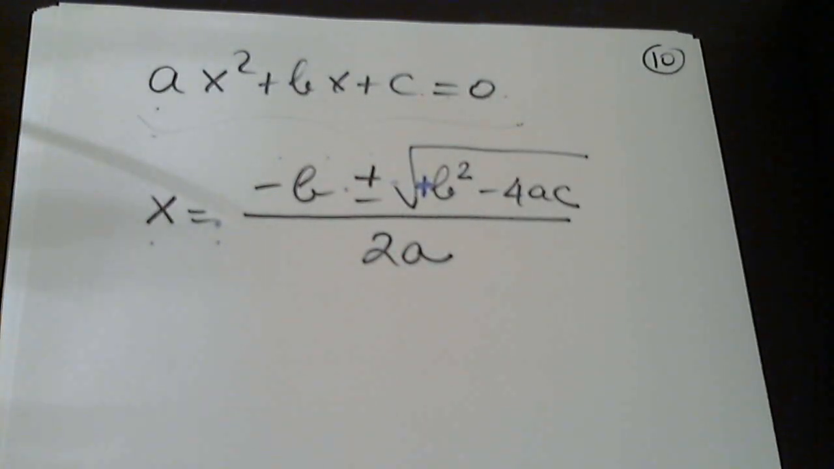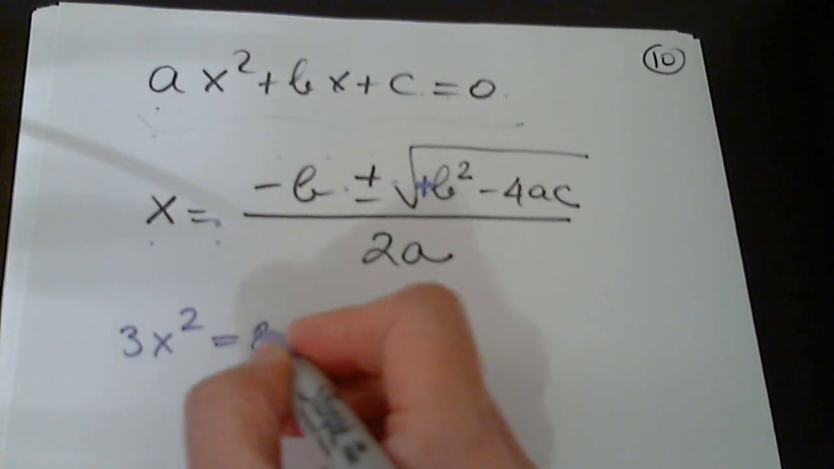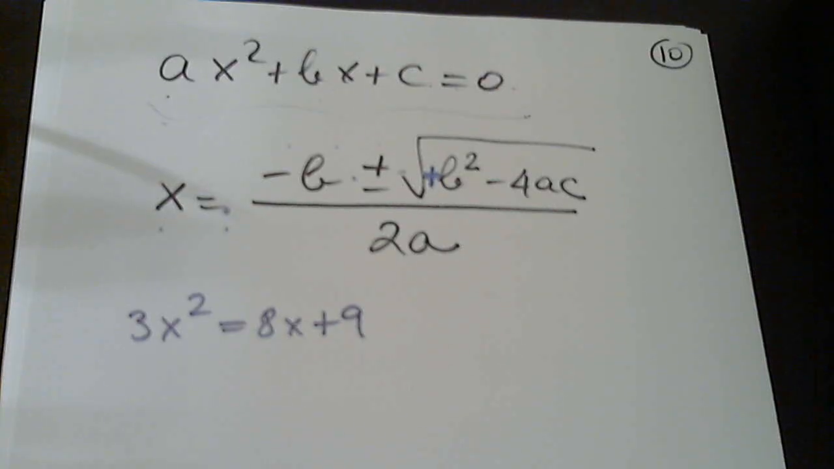So let's look at an example with the quadratic formula. Let's see where the quadratic formula is here. I skipped the first one, we'll come back to it in a minute. Good. So here it is. We have 3x squared equals 8x plus 9. We're asked to use the quadratic formula and solve this equation.